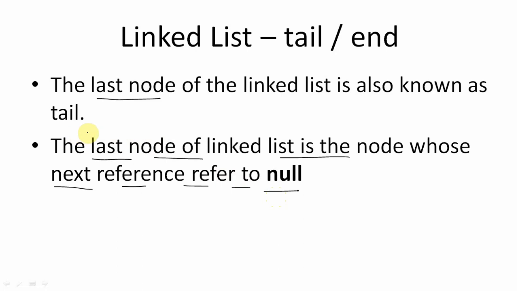So, how can you identify the last node of a linked list? Any node whose next reference is referring to null will be the last node. So we use a special reference in our implementation, known as tail, to refer to the last node.